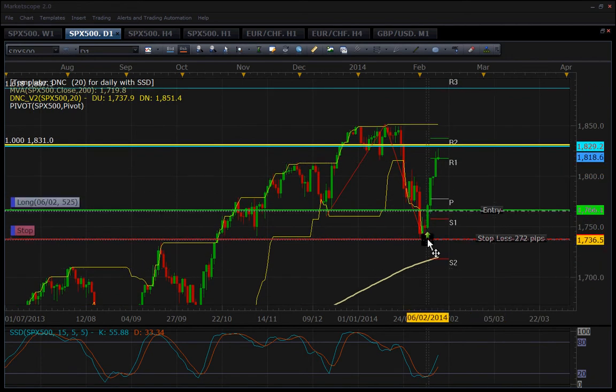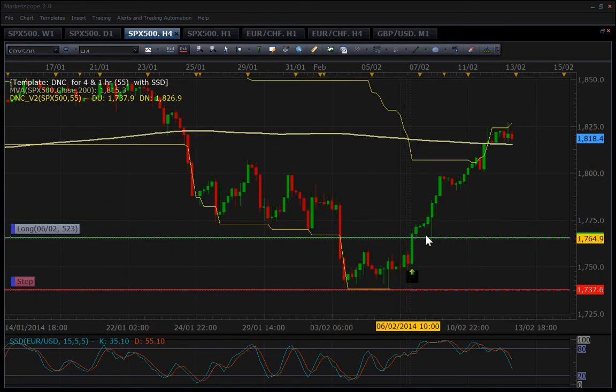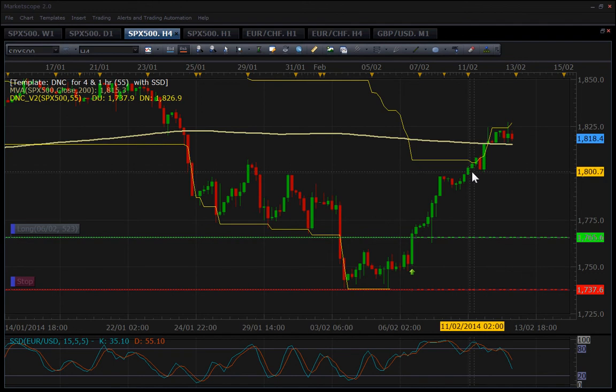Price then shot through the S1 level, right? We can see there the S1 level, sorry. The P level had been taken out with this very solid bull candle and took right up to the R1 level. We look at the 4 hour chart, that took us to here.